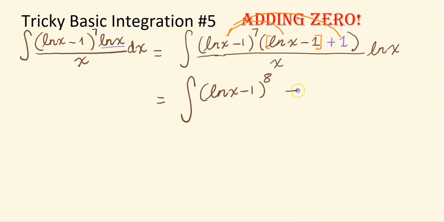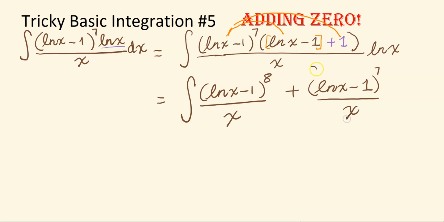plus ln of x minus 1 to the 7th power. Multiplied by 1, it is still ln of x minus 1 to the 7th power. Both of those are over x, so I'm going to go ahead and split that over x, split the fractions, dx, dx. Okay, now I will do u substitution.